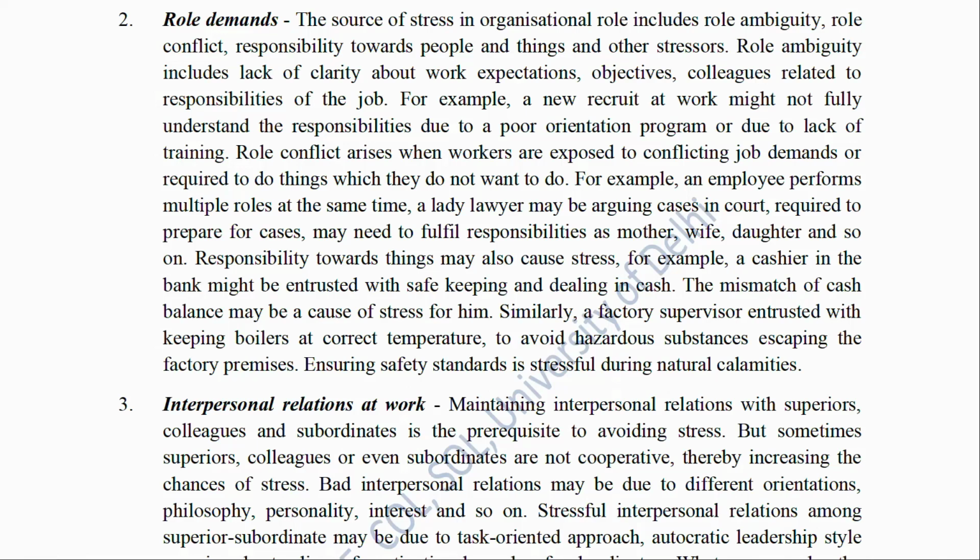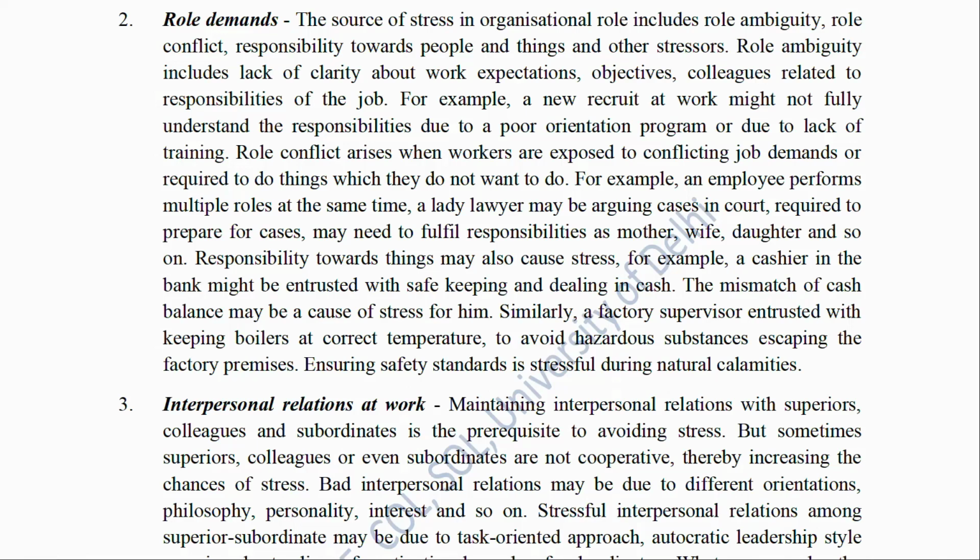For example, a new recruit at work might not fully understand the responsibilities due to a poor orientation program or due to lack of training. Role conflict arises when workers are exposed to conflicting job demands or required to do things which they do not want to do. For example, an employee performs multiple roles at the same time. A lady lawyer may be arguing cases in court, required to prepare for cases, may need to fulfill responsibilities as mother, wife, daughter, and so on.